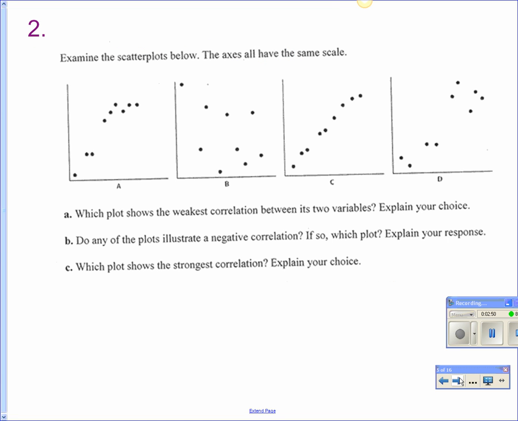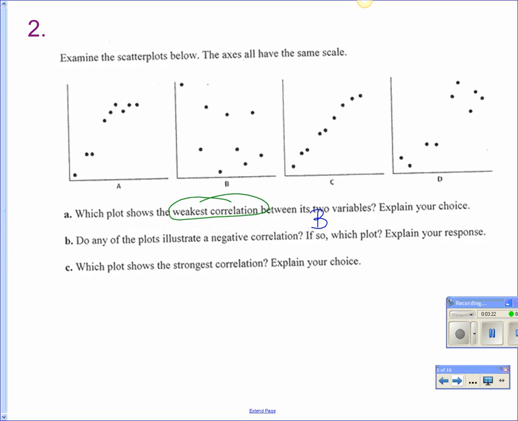All right, number 2, examine the scatter plots below. All right, Monica, what do you think is the answer to this? Which plot, so which one of these, shows the weakest correlation? Which one do you think, Monica? B, very good. Anybody, why is B the weakest? They're everywhere, good, very good. The dots are all over the place.